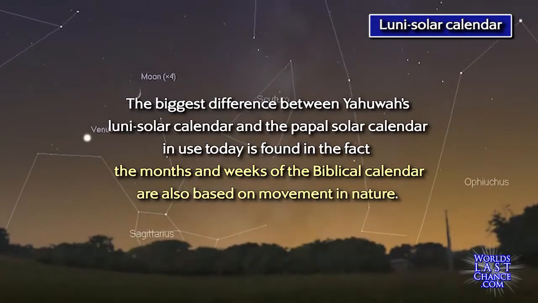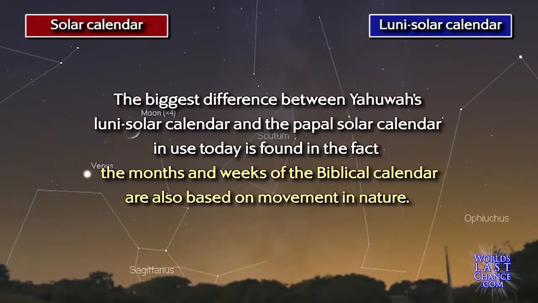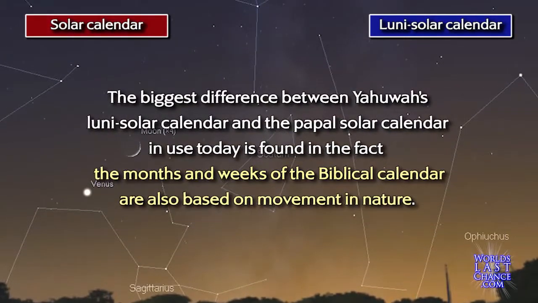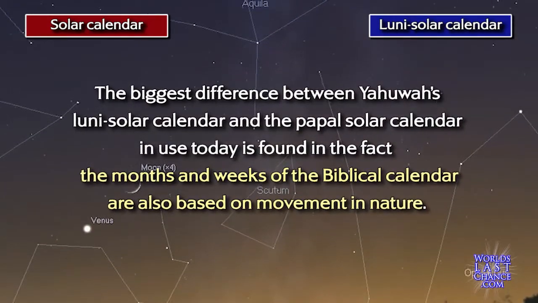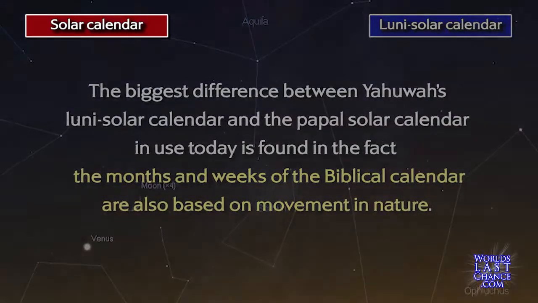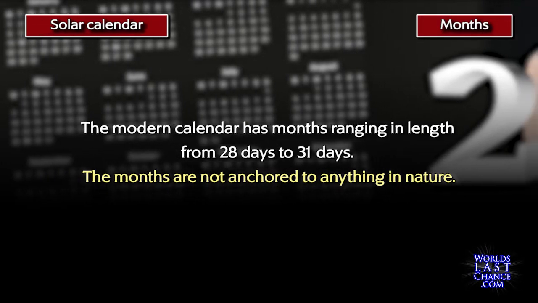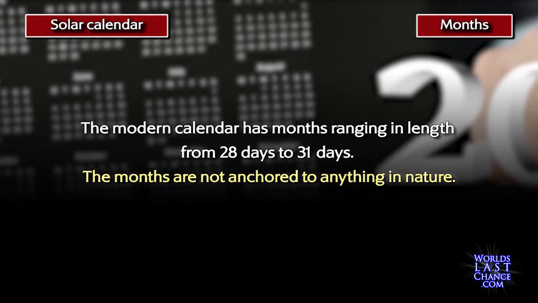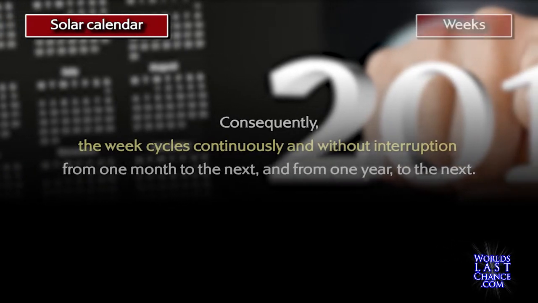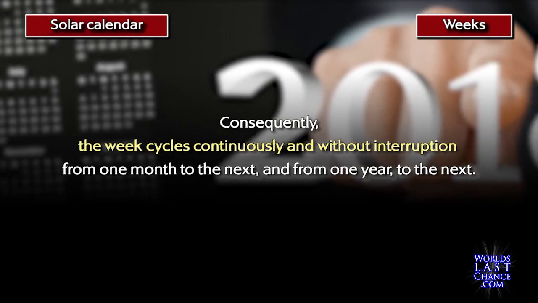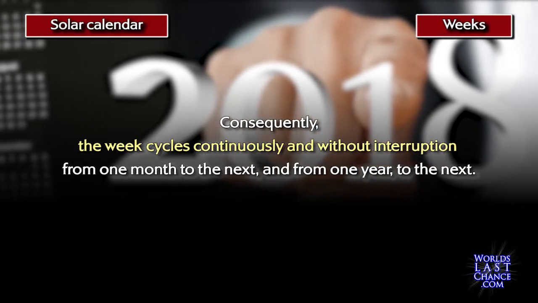The biggest difference between Yahweh's luni-solar calendar and the papal solar calendar in use today is found in the fact that the months and weeks of the biblical calendar are also based on movement in nature. The modern calendar has months ranging in length from 28 days to 31 days. The months are not anchored to anything in nature. Consequently, the week cycles continuously and without interruption from one month to the next and from one year to the next.